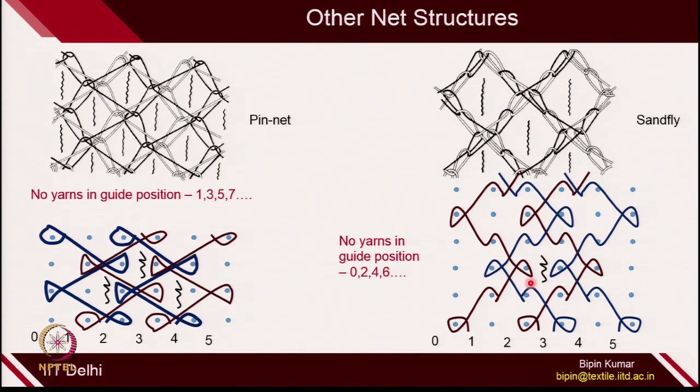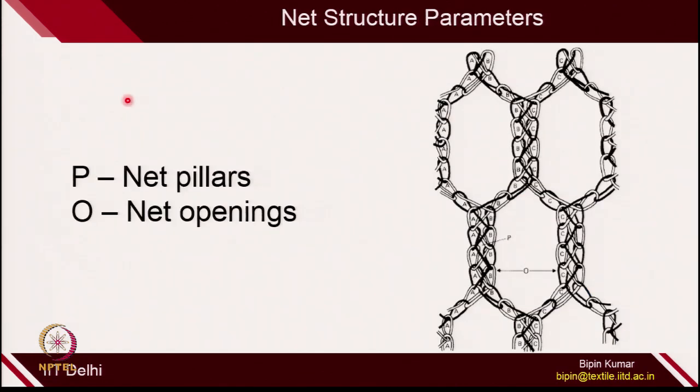So, in most of the times in net structures, the dimension of these meshes is dependent on how you are controlling the lapping movement of guides and what type of spacing or what guides you have left empty during the fabric formation. So, there are two main parameters in net structure. One is the pillars, the vertical line of the mesh, and the other is the net opening. So, what is the distance between two vertical pillars, and the other sides are just the transition of the guide bar from one pillar to the next pillar.